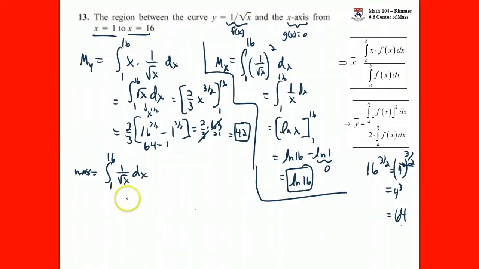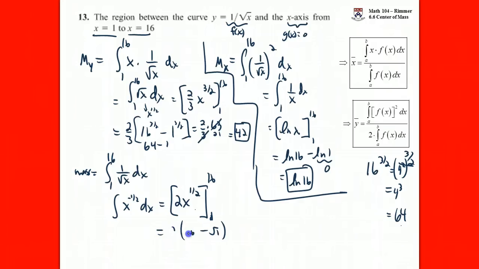And over here, this is x to the negative 1/2. When you integrate that, you get x to the 1/2, but don't divide by 1/2. Multiply by 2. And then we go from 1 to 16. 2 times the square root of 16 minus the square root of 1. So that's a 6. Now we have all the players. You gotta make sure we're careful with the formula, and don't forget this 2 in the y bar.